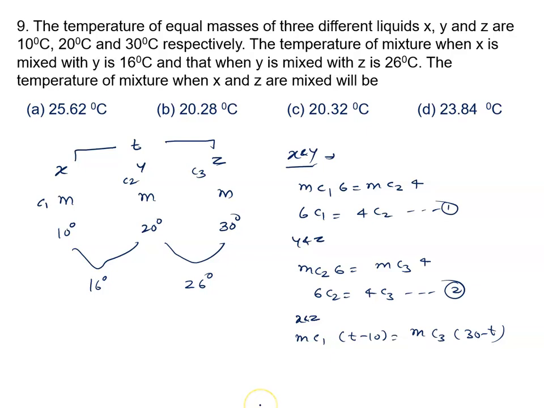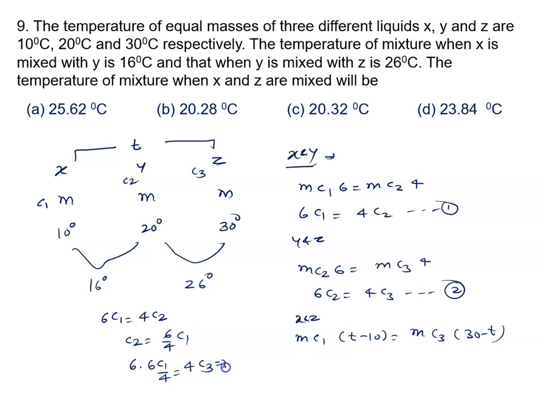अब हम C1 को C3 की फॉर्म में लिखेंगे या C3 को C1 की फॉर्म में लिखेंगे तो सवाल करना आसान हो जाएगा. So we will use both equation number 1 and equation number 2. C1 को हमें C3 की फॉर्म में सेट करना है. So I hope 6C1 is given to us, that is 4C2. Okay, it means what I can say, C2 is given by 6 by 4 into C1. इस C2 की वैल्यू को मैं इक्वेशन 2 में लिख रहा हूँ. 6 C2 की जगह लिखूंगा 6 into C1 by 4 equal to 4 into C3.